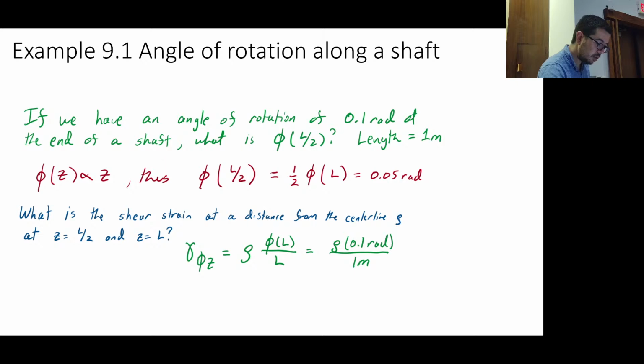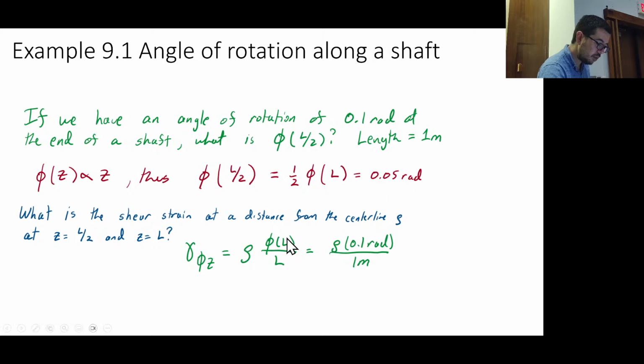Okay. So, angle of rotation along a shaft. If we have an angle of rotation of 0.1 radians at the end of a shaft, what is it at L over 2? They give us that the length is equal to 1 meter, so that's the maximum z. If we're just halfway along the length, the shear strain is going to be the same. The angle of rotation, phi, is going to be half, because that's what we see here.